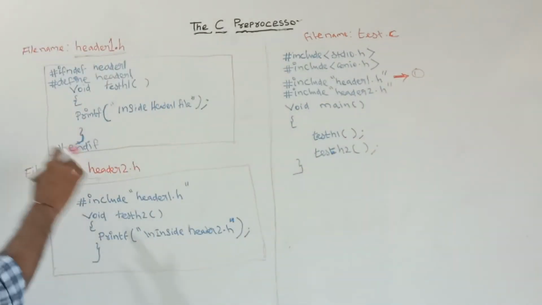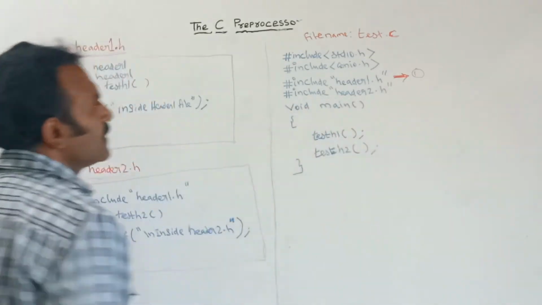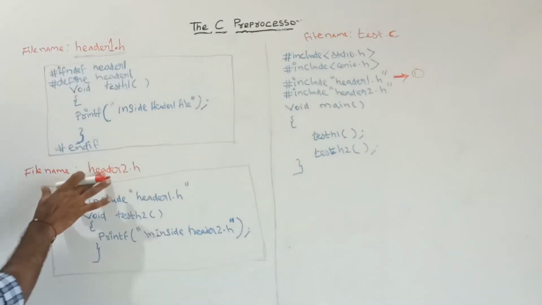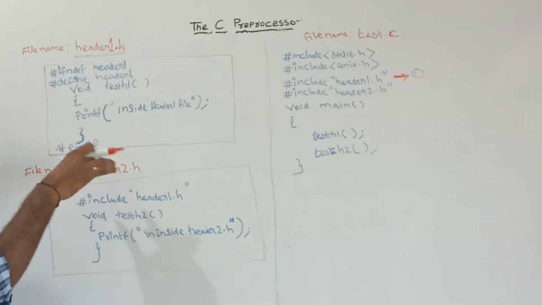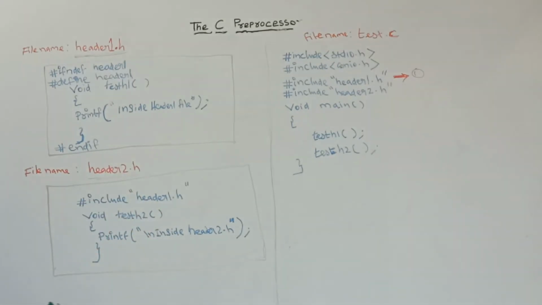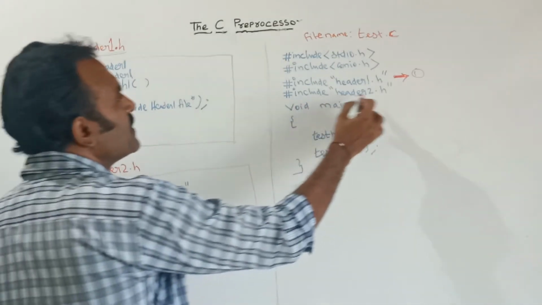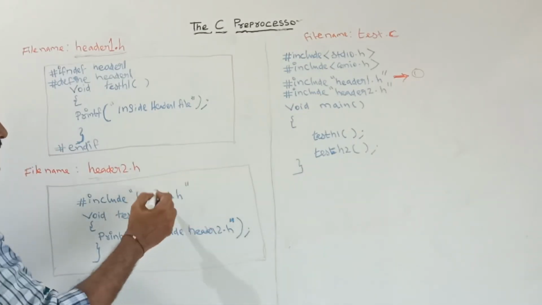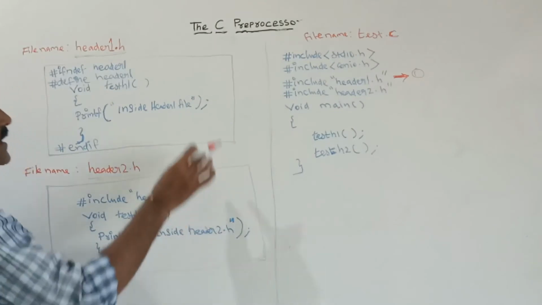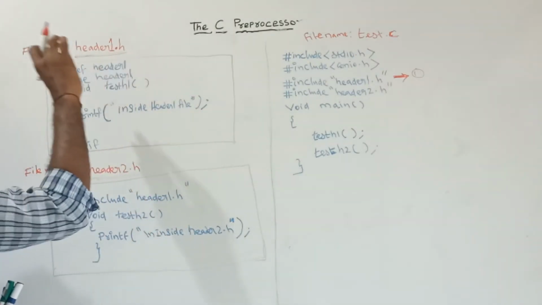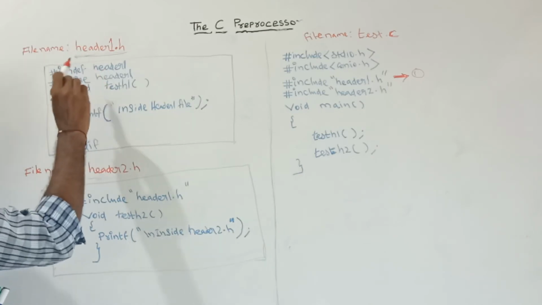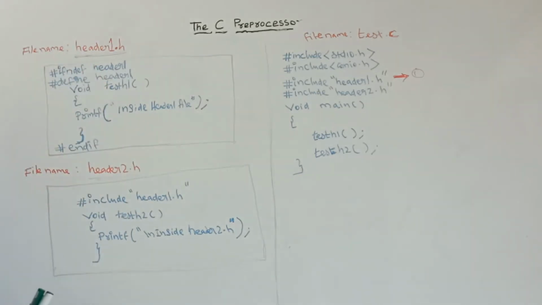Next, I am telling it to include header2.h. So this header2.h will be included here. Inside this header2.h I am including header1.h. So the second time when we are including this one, the first step is that it will include header1.h. So it will go to header1.h. Before including, it will check whether header1 is not defined. If it is not defined, then the condition is true.